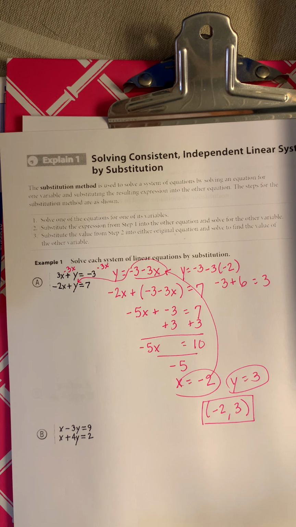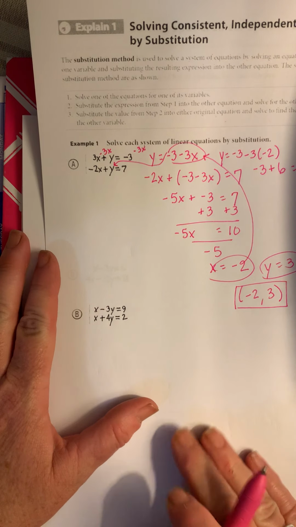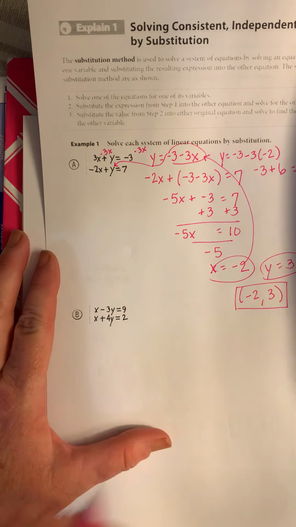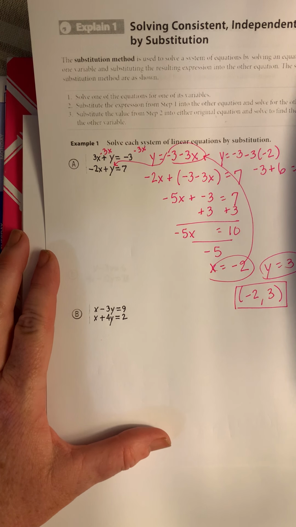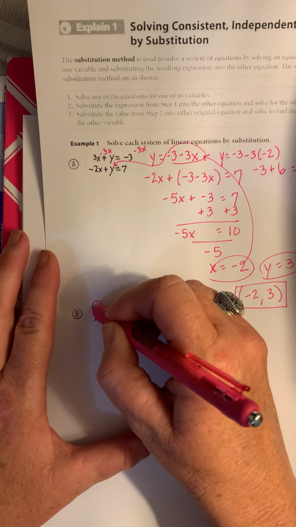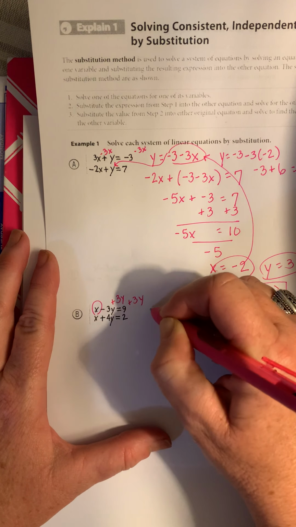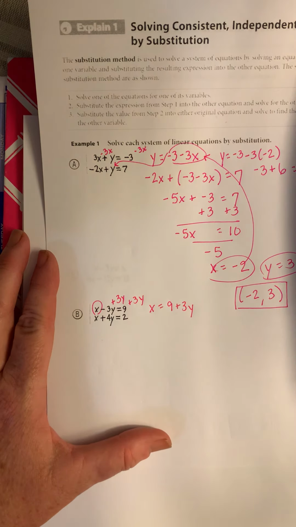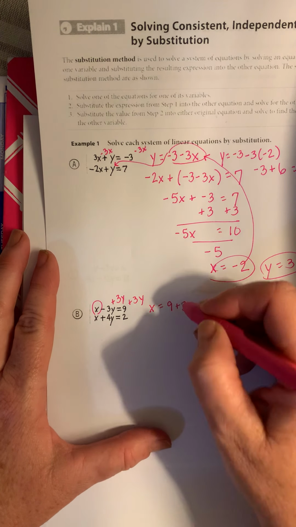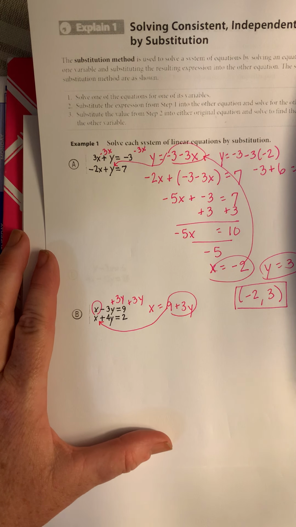Okay. All right, our next example. I need to solve one of these equations for x or y. Again, I don't want to pick the y's because they have coefficients. And if I do that, they're going to be really messy. So I'm going to solve this equation for x. I'm going to add 3y to both sides. And x equals 9 plus 3y. Second step, substitute this in to the other equation for x.